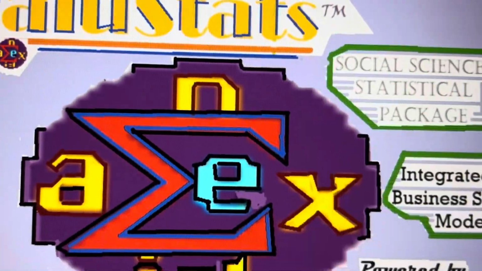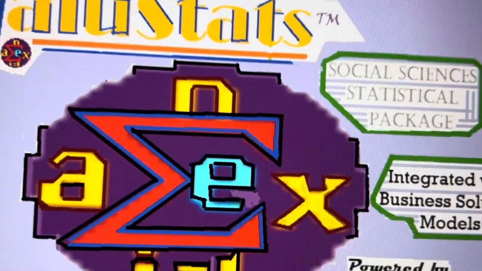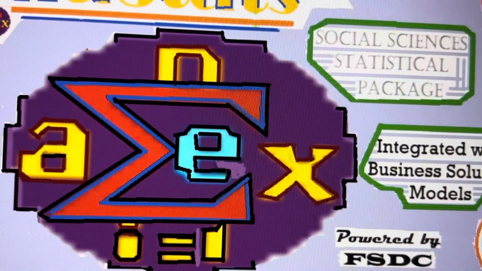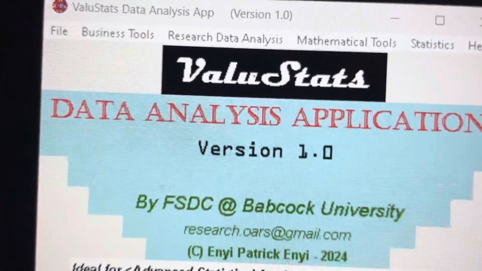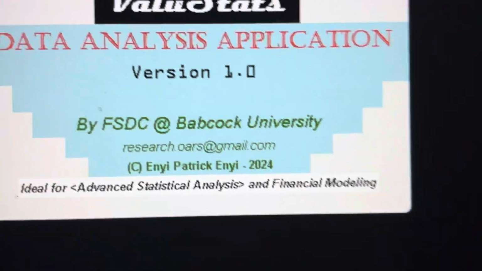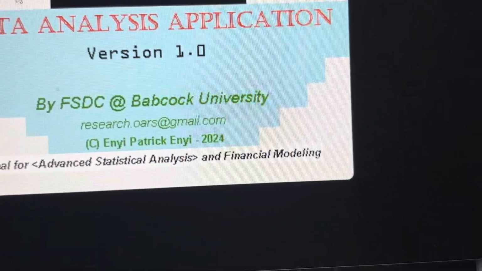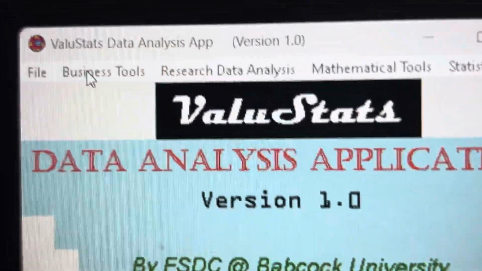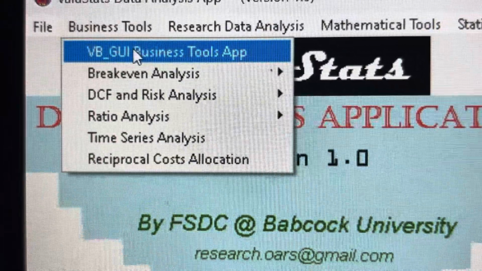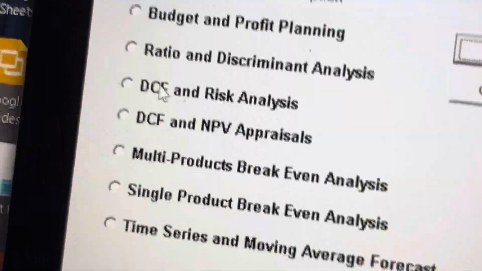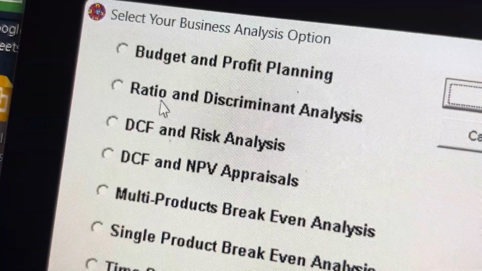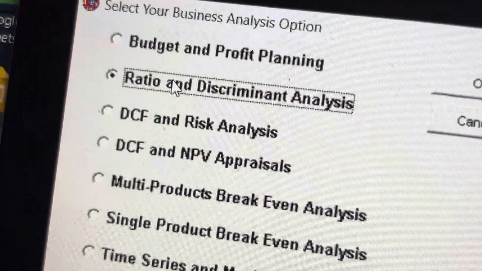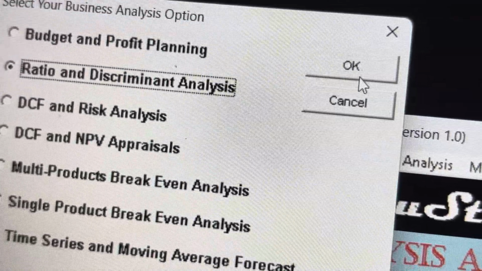Okay, that's the opening screen. So we are now in the control model. We go back to our analysis place, business tools, then VB GUI. Then we go to ratio, and then we click OK.